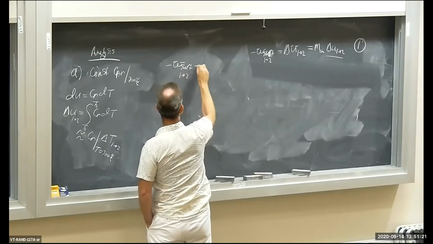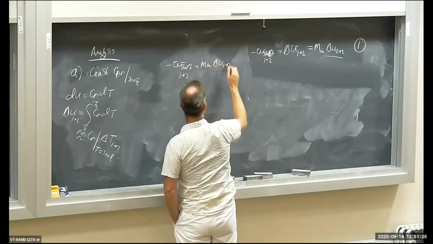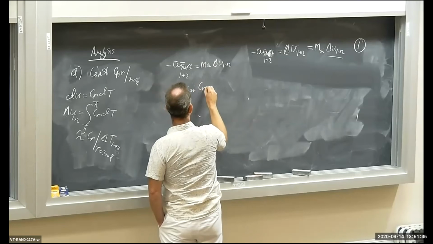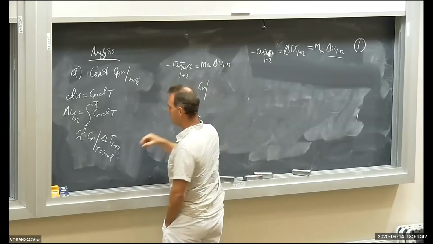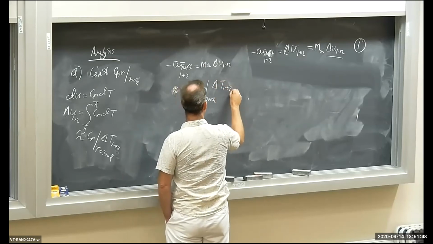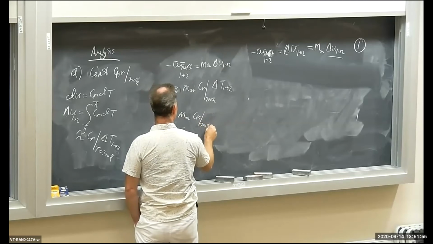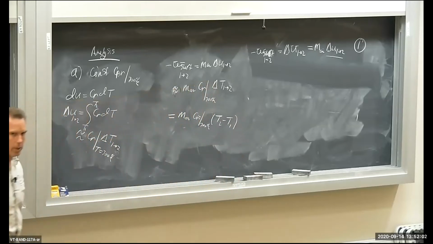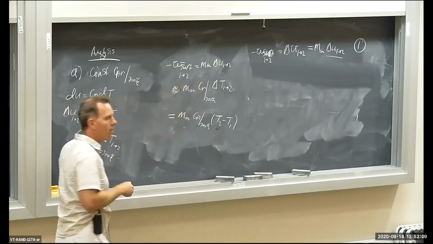Negative W shaft is equal to m air delta U from state 1 to state 2, which is approximately equal to m air CV evaluated at 300 degrees Kelvin, delta T from 1 to 2. That's equal to the mass of the air, CV evaluated at 300 degrees Kelvin, times delta T, which is T2 minus T1, that's delta T over the process. Okay, I'm going to solve this equation for T2. Let's solve it for T2.